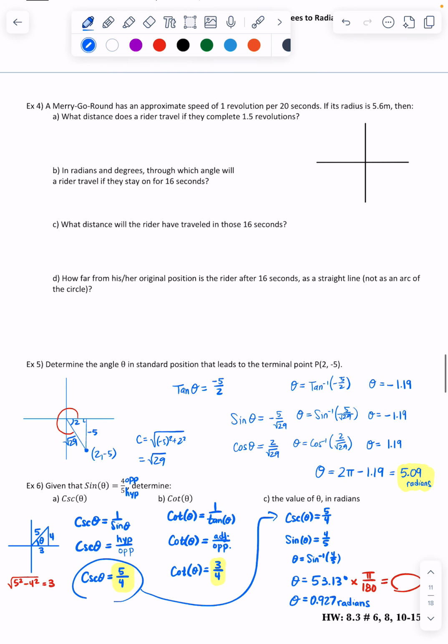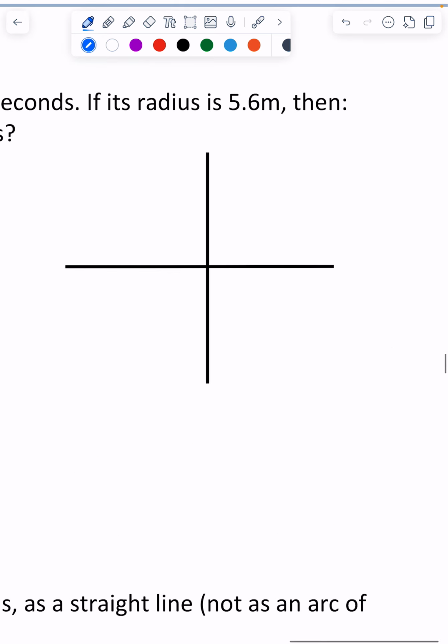Let's go and chat about example number 4. This one's a little bit different and much more related to your math lab in 8.2, where we're talking about circles that have a different radius. In this case, a merry-go-round that's moving a certain distance over a certain amount of time. And so let's draw this first maybe. It says a merry-go-round has an approximate speed of 1 revolution per 20 seconds. It has a radius of 5.6 meters.